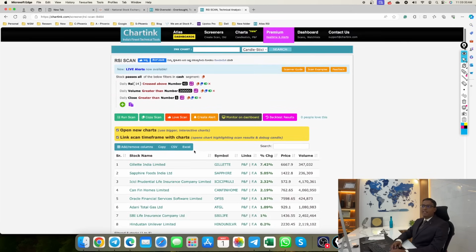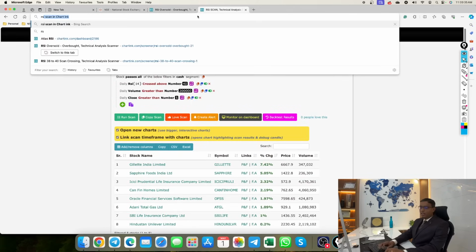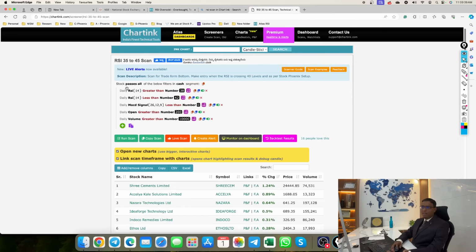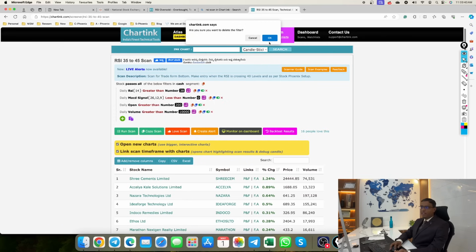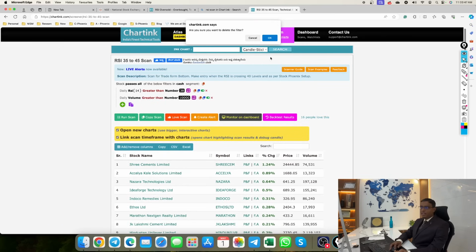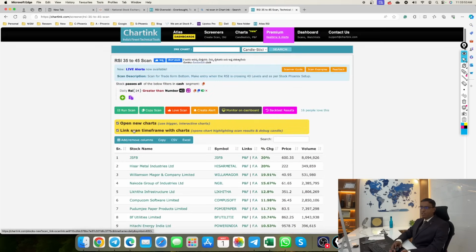So creating scan is as simple. Just go to this, click on just what I did, RSI scan in charting. Take any scan, doesn't matter. Remove all those things. Whatever you don't need it. Delete this, delete this, delete this, and delete this. And keep RSI 20 or 30 or 40 and scan. Same stocks comes into picture.